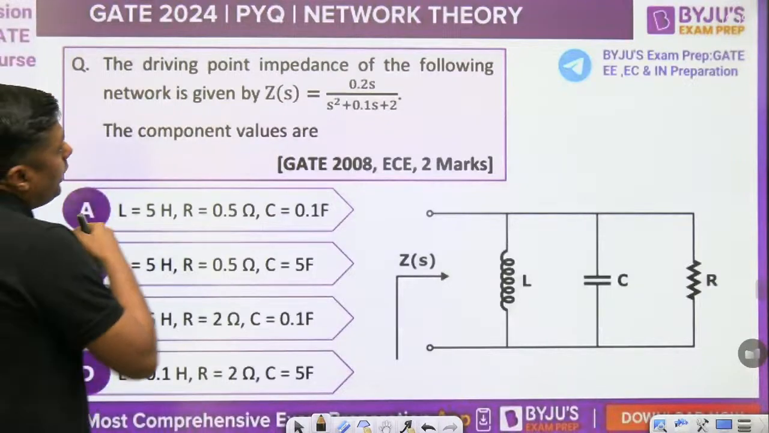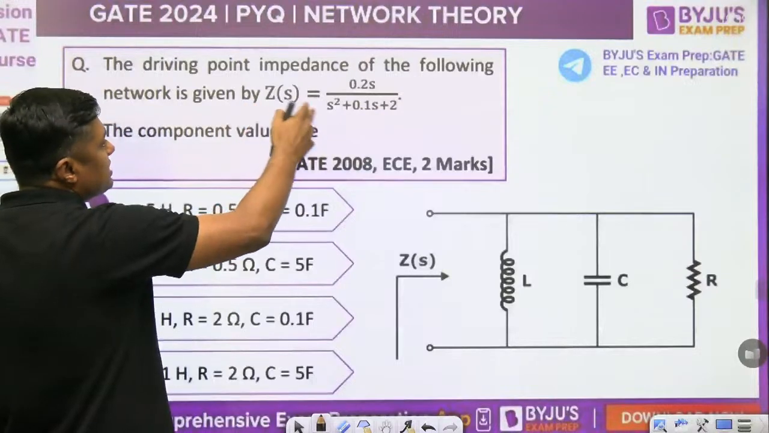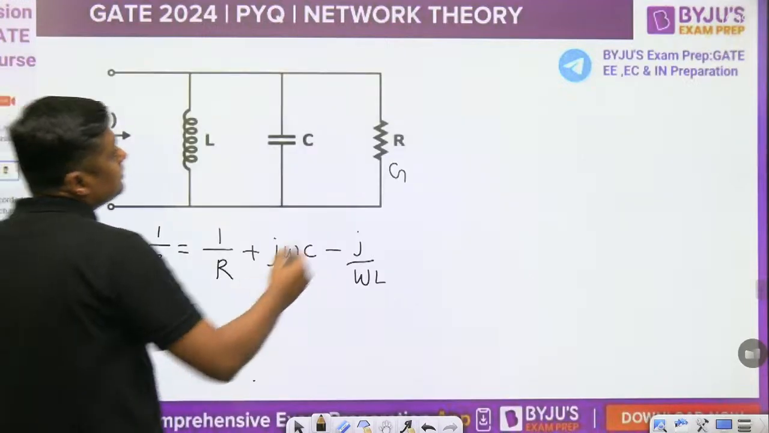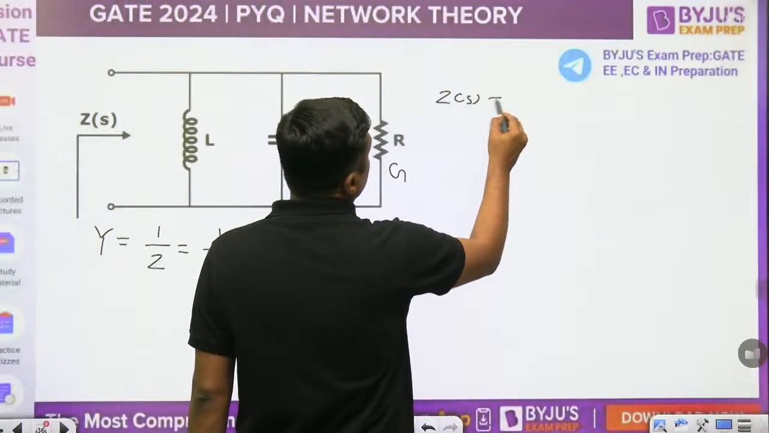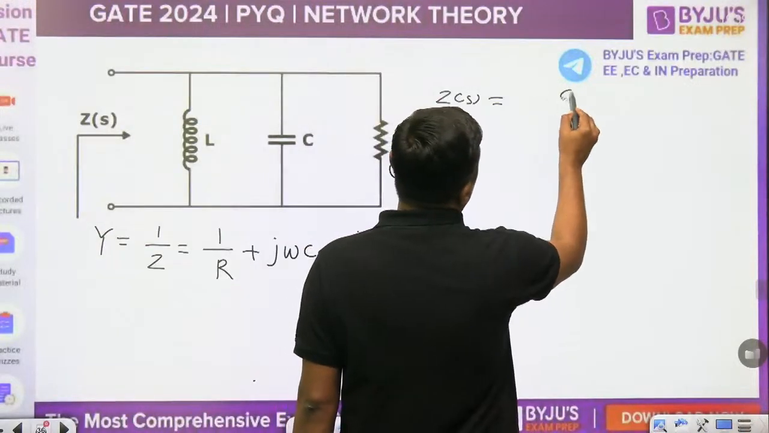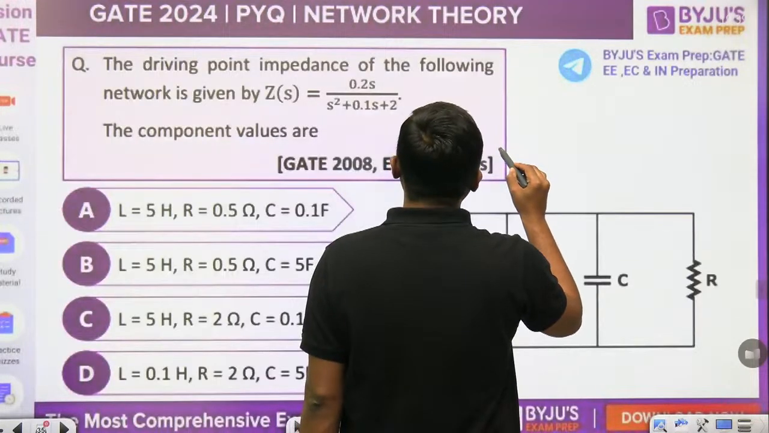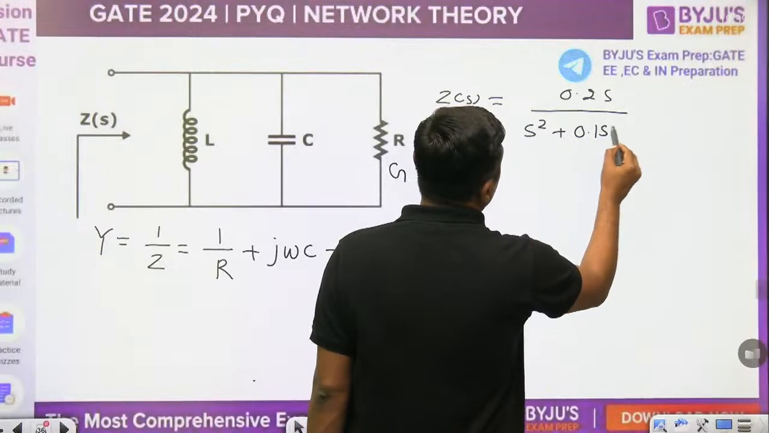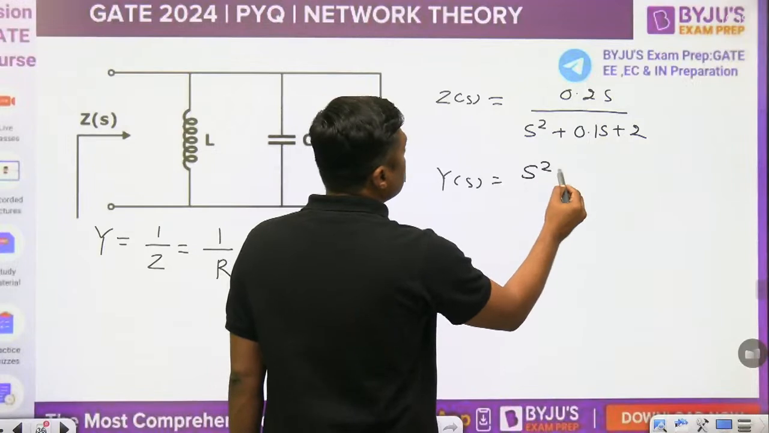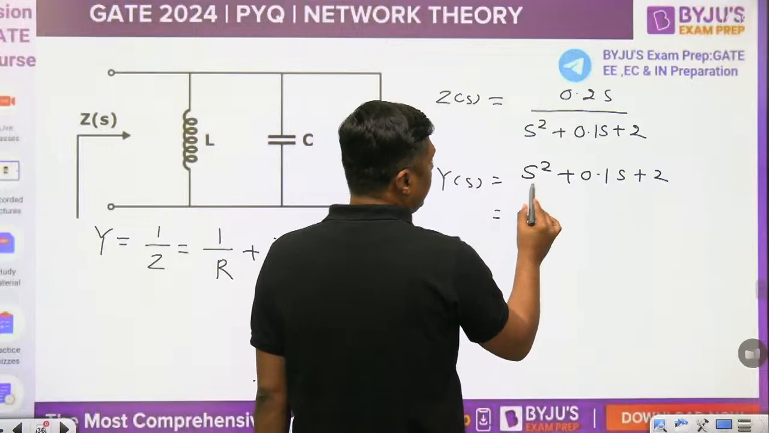Here Z(s) is given as 0.2s upon s square plus 0.1s plus 2. So what is the reciprocal of this? You can find the reciprocal of this. Now, what is the Y(s)? S square plus 0.1s plus 2, divided by 0.2s.